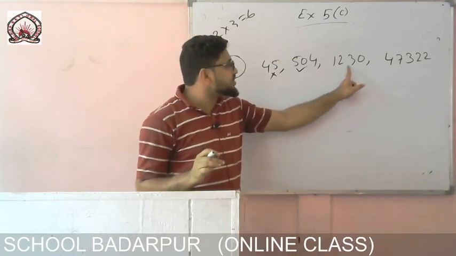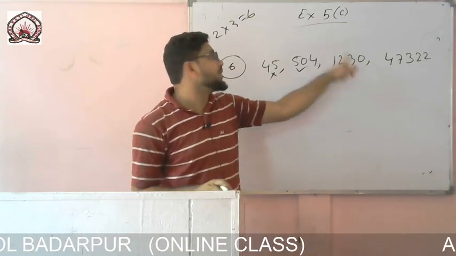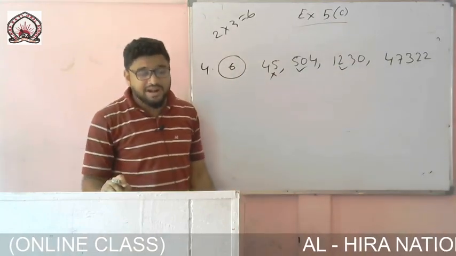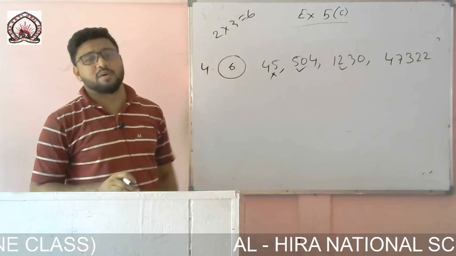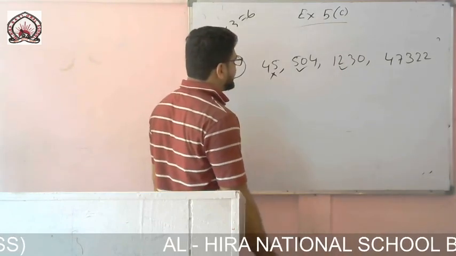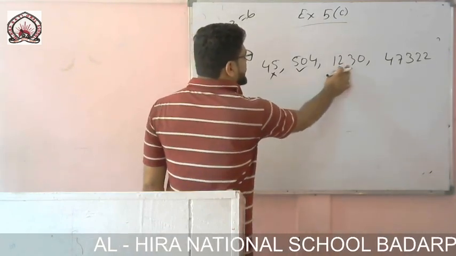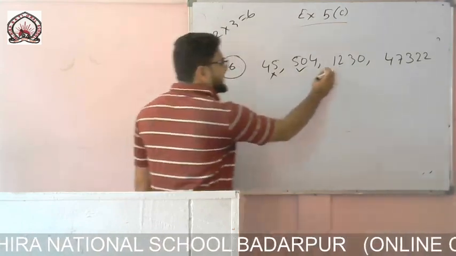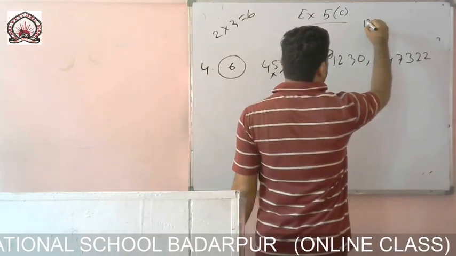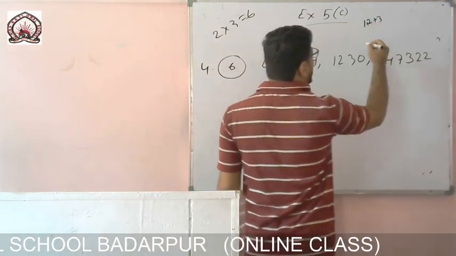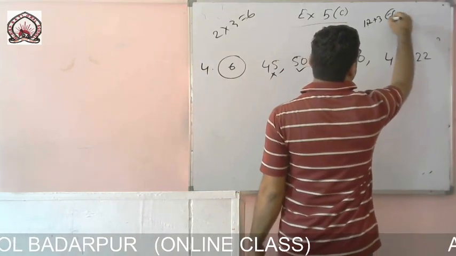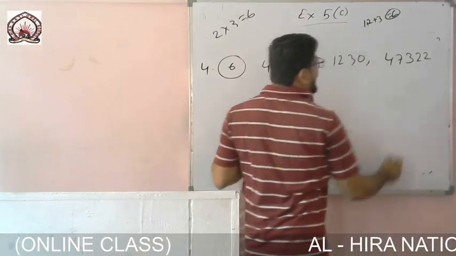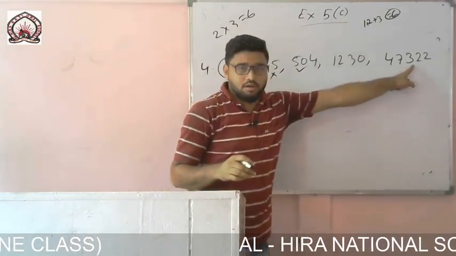Now this 1230, it is also divisible by 2 and 3. And the last one, it is divisible by 2, and also divisible by 3. How to check the divisibility of 3? Yes, you add the sum of the digits, don't divide. 1 plus 2 plus 3, so 3 plus 2 is 5, 5 plus 1 is 6. So 6 is again divisible by 3. Now the last one, 47322. It is an even number.